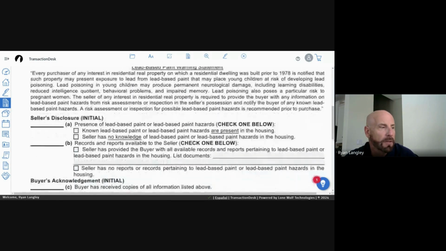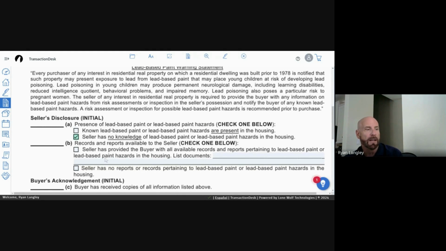Okay, seller's disclosure. No known lead-based paint or lead-based hazards are present in the housing. Seller has no knowledge of lead-based paint or lead-based paint hazards in the housing. I guess if something's wrong with your kids or something, you'd look at it. But most of the time they don't know of anything. They would have gotten it fixed.